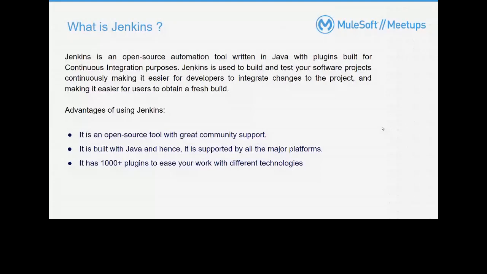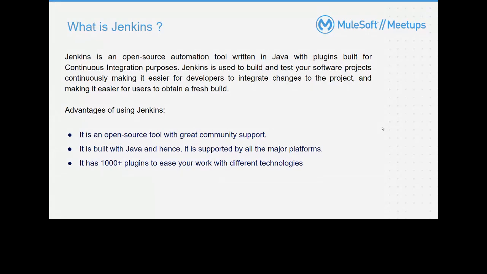Okay. So very good morning to all the attendees. From here, I will be taking you through CI/CD deployment through Jenkins. Before starting with the demo, we should know about the terminologies and get familiar with them. So what is Jenkins? Jenkins is an open source automation tool written in Java with plugins built for continuous integration purposes. Jenkins is used to build and test your software projects continuously, making it easier for developers to integrate changes to the project and easier for users to obtain a fresh build.